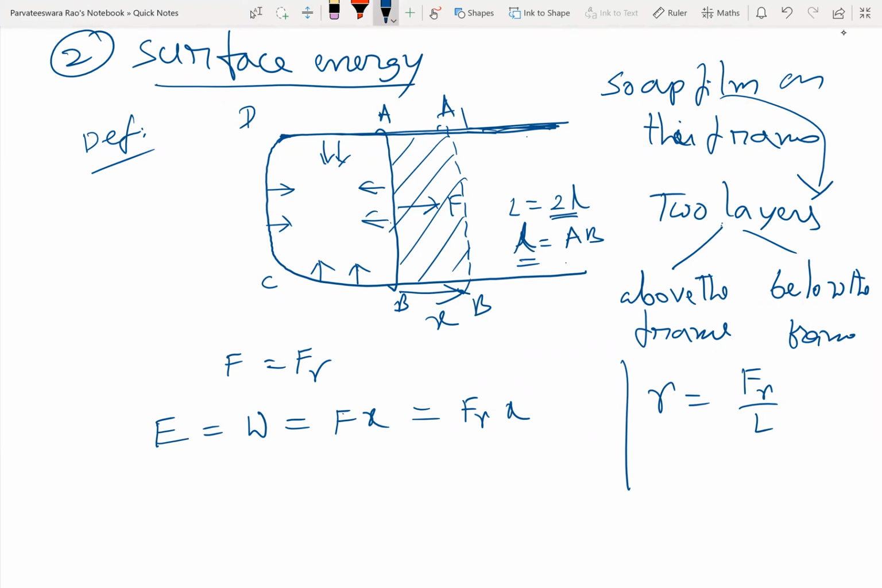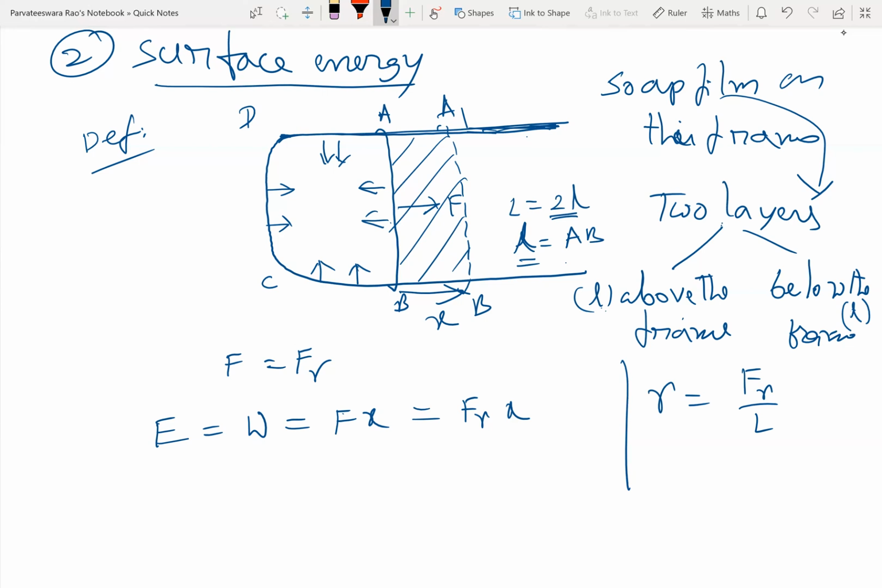How many layers are there in a soap film? Vamsi? Yes, sir. How many layers are there in a film? Sir, 2. Tell me, I already wrote it here. One is above the frame, other is below the frame. So each layer will have a length equal to L. So the surface tension force will act on both the layers. If it acts on one layer and not on the other layer, the film will break.